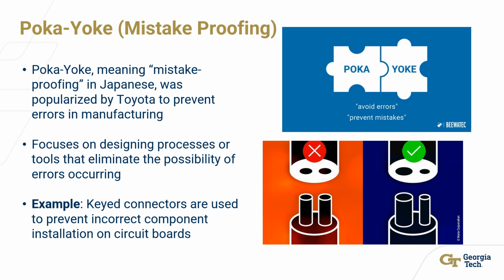One example is a keyed connector, which is used to prevent incorrect component installation on circuit boards. In the image on the bottom right, you can see that the plug on the left could be inserted in multiple orientations, while the plug on the right has only one correct way to install this component. This is an essential practice used by many companies around the world to improve the accuracy of their manufacturing.